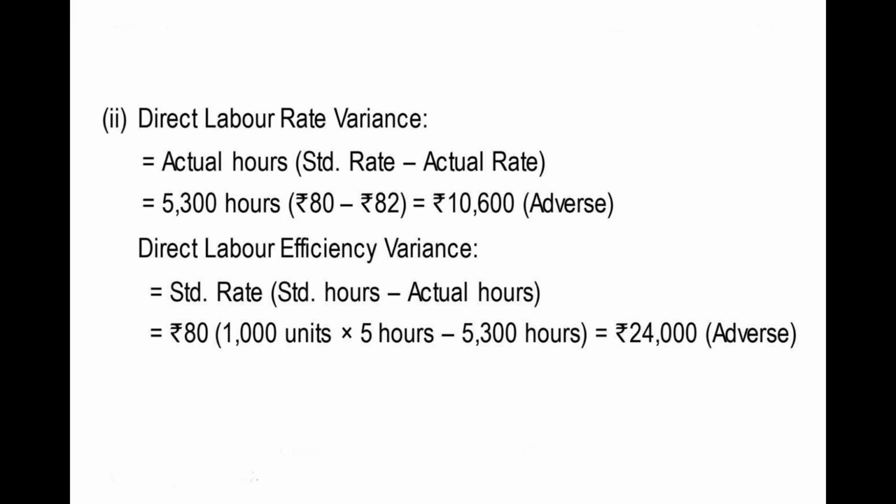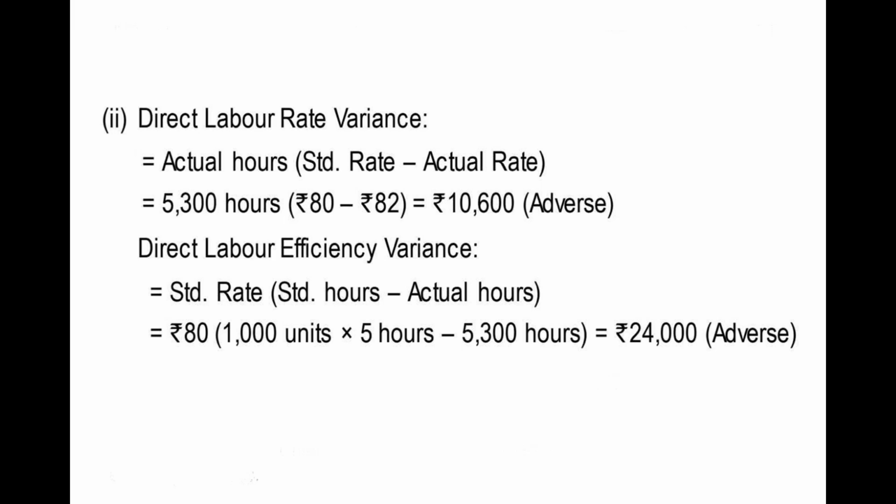Now deduct 5,300 with 5,000 labor hours. That should be multiplied with the standard rate. The resulting figure will be called labor efficiency variance. How much? Rupees 24,000. It is also adverse to the company. Why? Because more hours are taken. Now you can ask, sir, why it should be multiplied with the standard rate? Already we have discussed, always the rate should be taken as the standard rate. Why? Because it is a constant to the company.